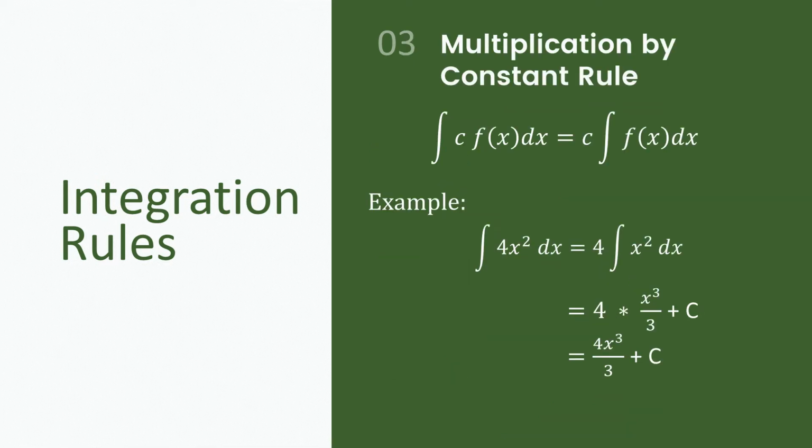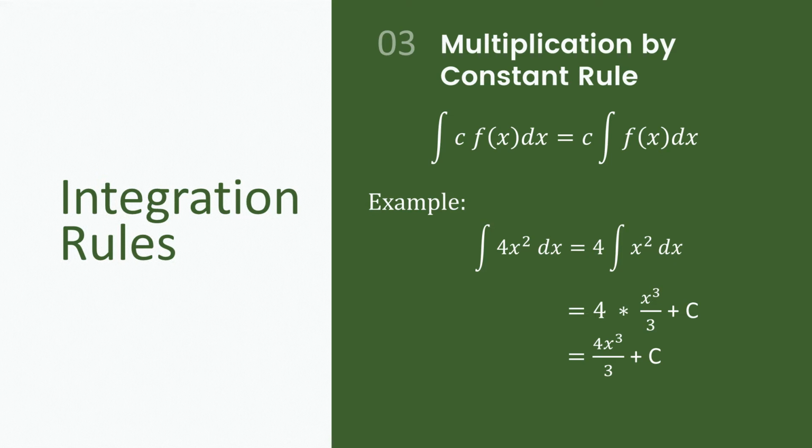For the third integration rule, we have the multiplication by constant rule. This is where a constant is multiplied to a given variable. The constant multiplied in the variable will be placed outside the integral sign. Therefore, for this example, we have the integral of 4x squared dx. Since the constant is 4, we will just place 4 outside the integral sign and integrate the remaining variable.